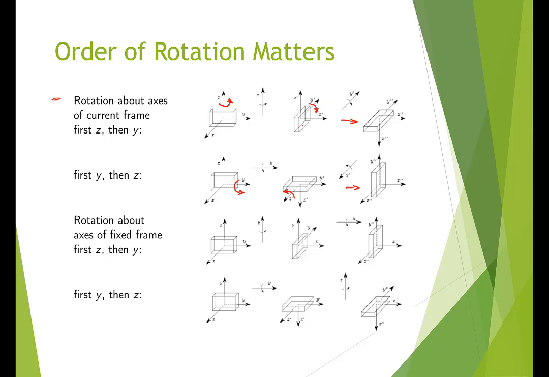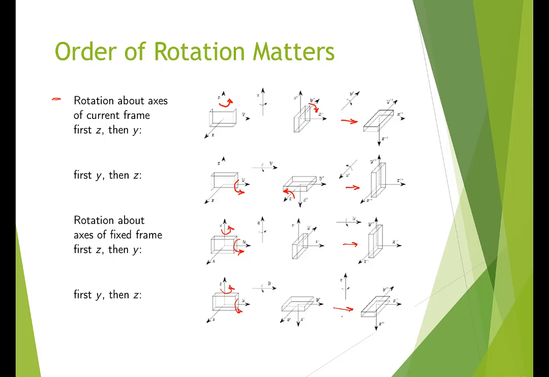Consider another case where first we do a rotation about the Z axis, and then we do rotation about the Y axis of the initial frame, not the rotated frame. We get this. Do it in reverse: first Y and then Z of the initial frame. You get this, and you can see that these are also different. Therefore, not just the order matters, but also which frame matters. Do we use the initial frame as a reference or the new rotated frame as a reference for the second rotation?